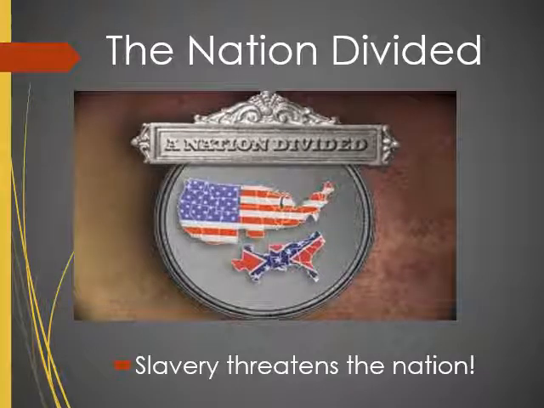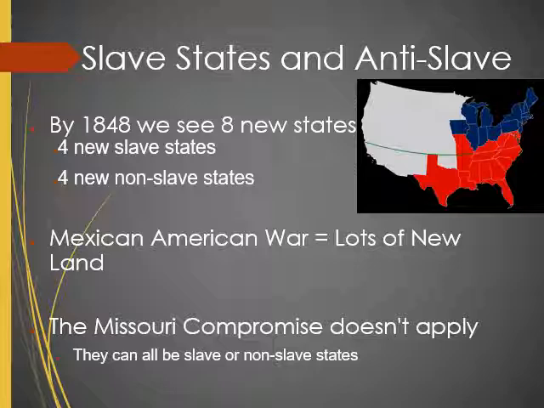The focus of this presentation is really about the issue of slavery and how it started to tear apart our country. Since the Missouri Compromise was written in 1820, there were 8 new states added to the United States of America, and 4 of them were new slave states, and 4 of them were new non-slave states, and that kept that number even. So in the Senate, you had 15 states' worth of representatives that were pro-slavery, and 15 states' worth that were anti-slavery, or at least from the North.